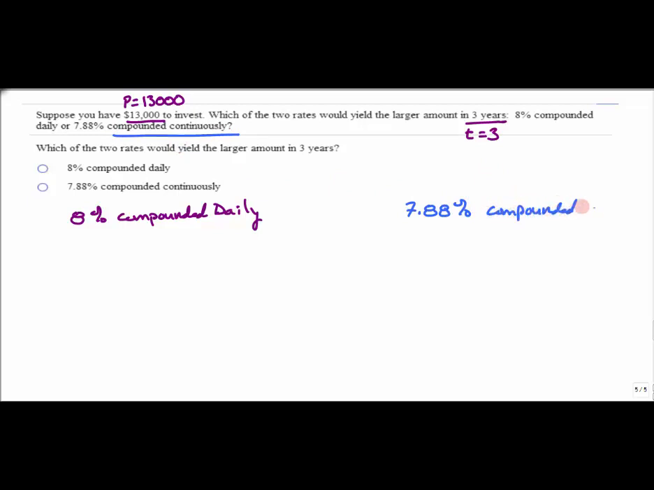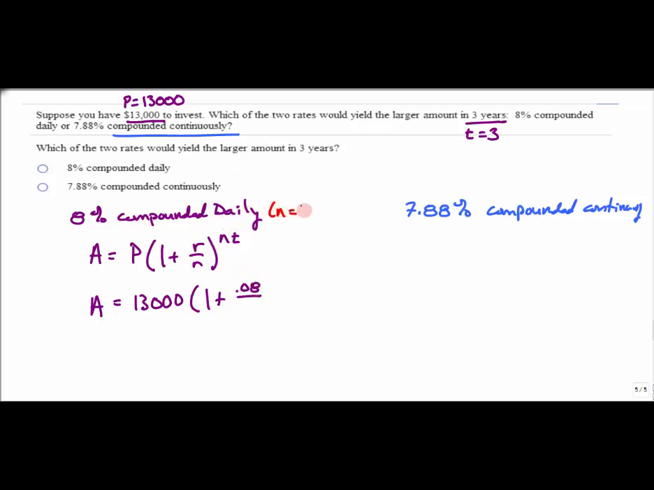So we need to run two different formulas here. So let's go ahead and start with our first one. The formula that we're going to use is P times 1 plus R over N, to the NT. So my principal will be the same, it's 13,000. My interest rate for this example is 8%, which is 0.08. The number of compounding periods, if I go daily, I would use N equals 365, because there's 365 days in a year. Now my exponent is N, the number of compounding periods, 365, times T, the number of years, and T is 3 from up here.